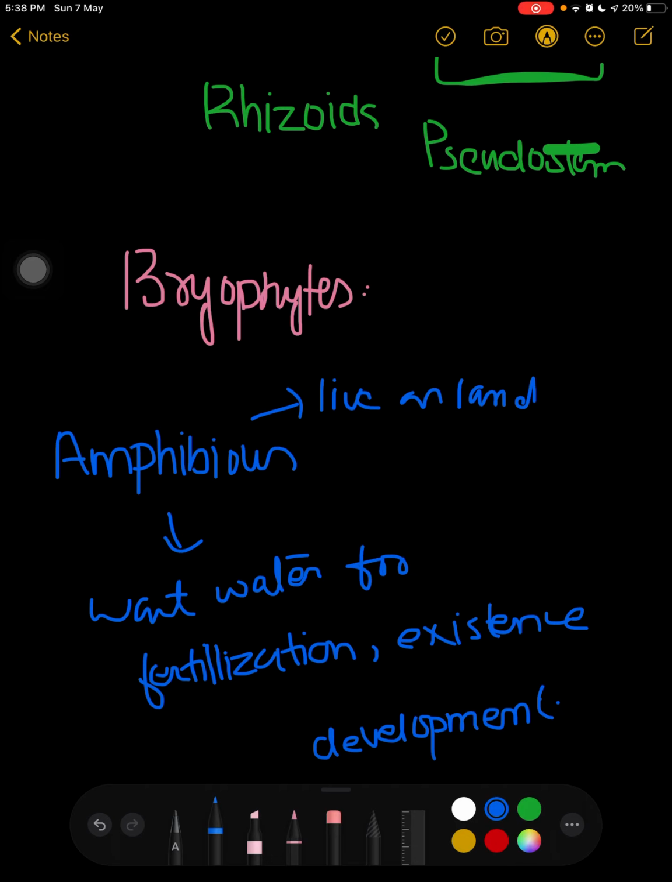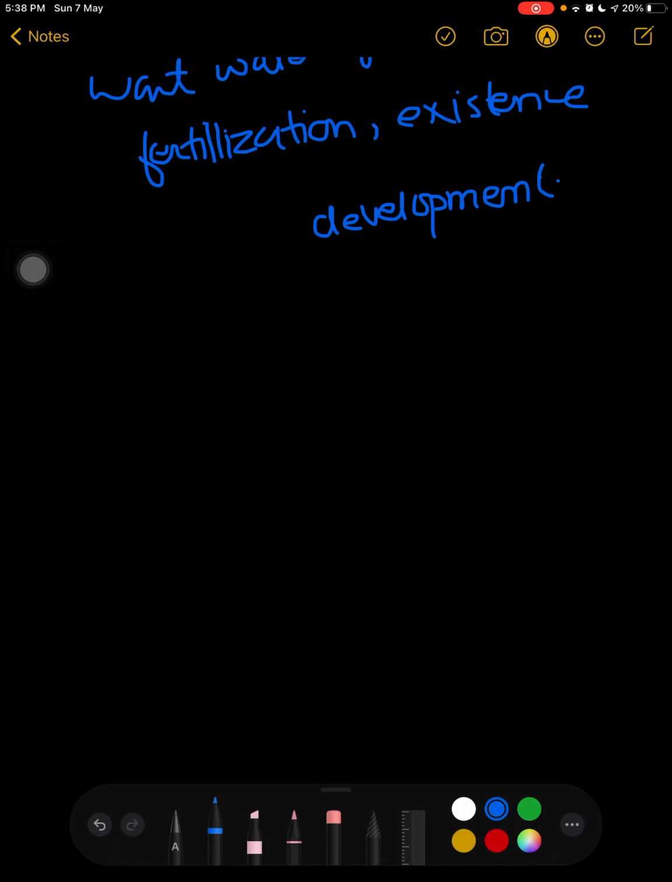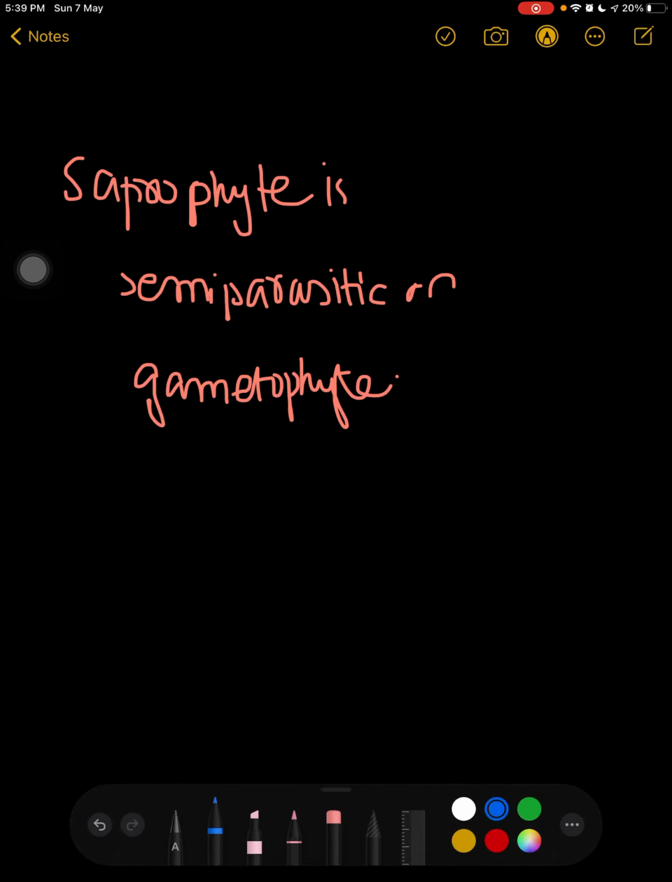Right? Moreover, their gametophyte generation is dominant and the sporophyte generation is semi-parasitic on the gametophyte. It means that the sporophyte generation is dependent on the gametophyte generation, and this gametophyte is chlorophyllous and photosynthetic, right?